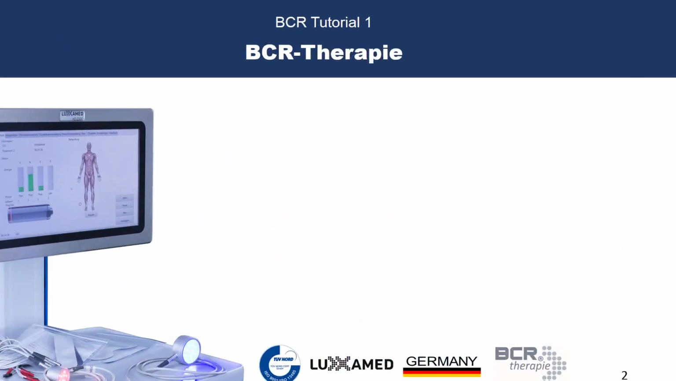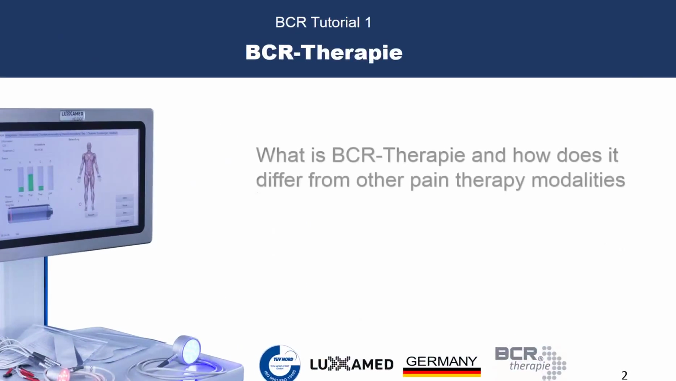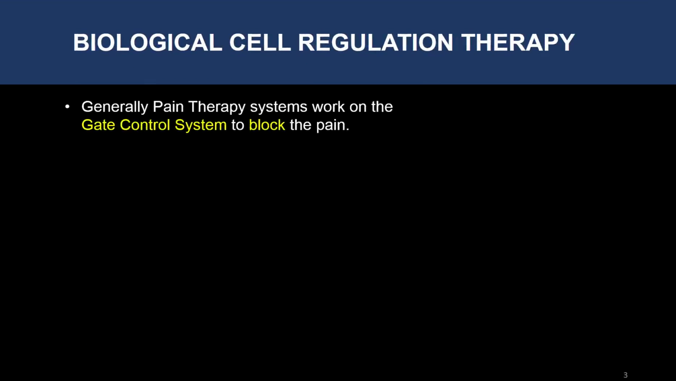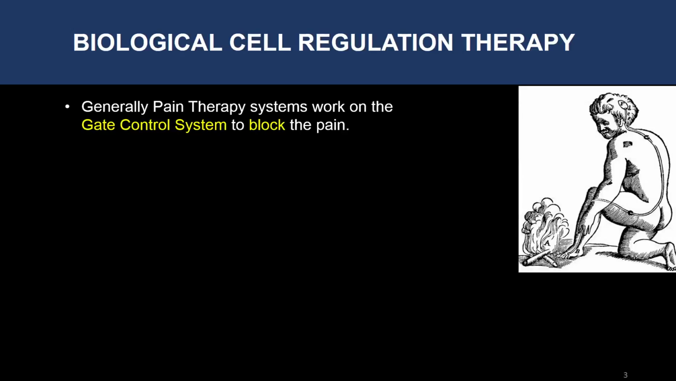Okay, now we come to tutorial number 1. Here we talk about what is BCR therapy and how does it differ from other pain therapy modalities. Generally, pain therapy systems work on the gate control system to block the pain. If you look at this picture here, the pain sensation actually travels from the affected area to the brain through the nerve. So what painkillers generally do is they block the passageway, which means you don't feel the pain anymore.